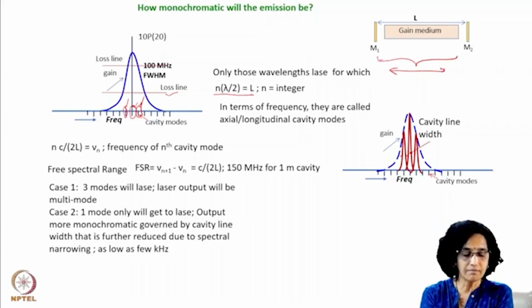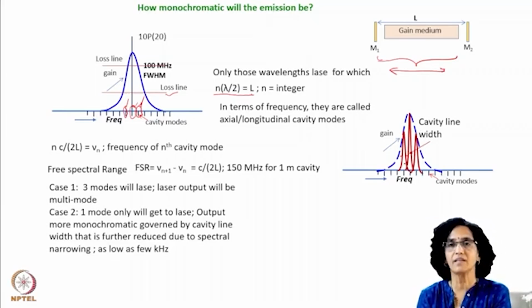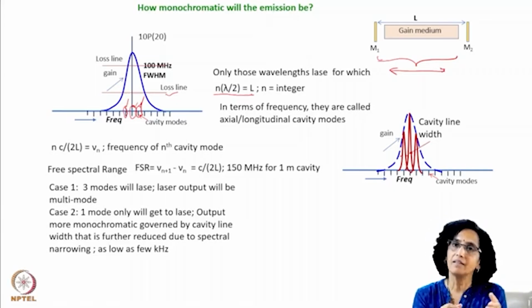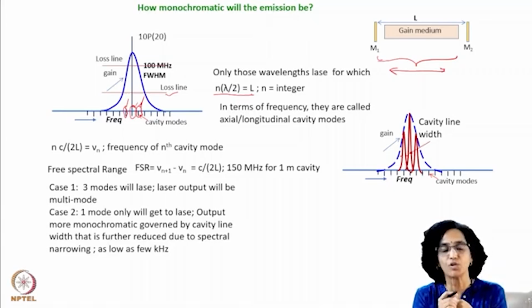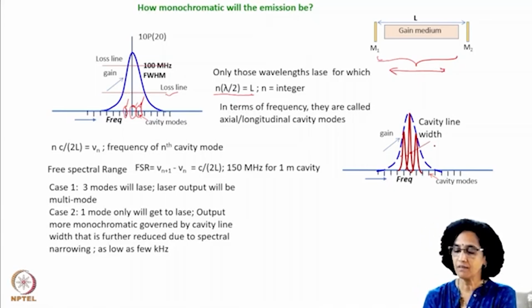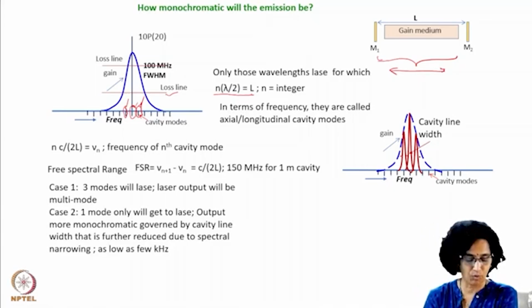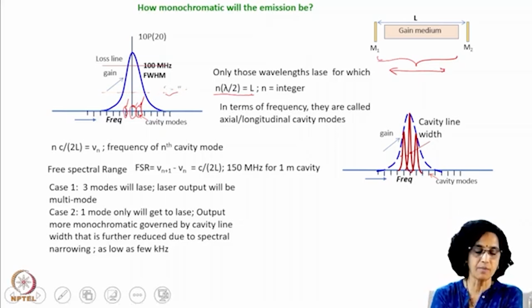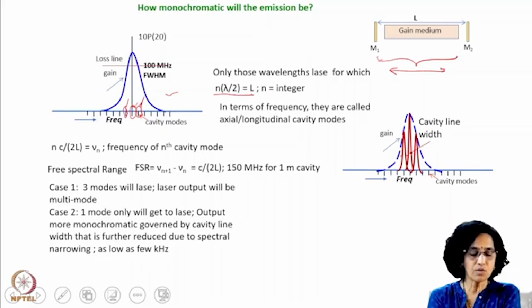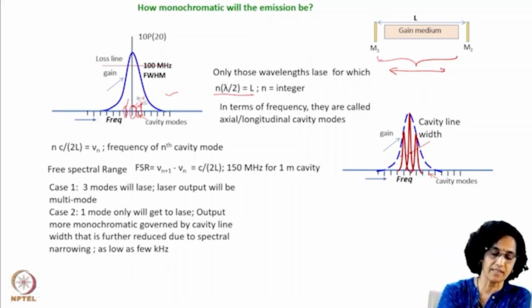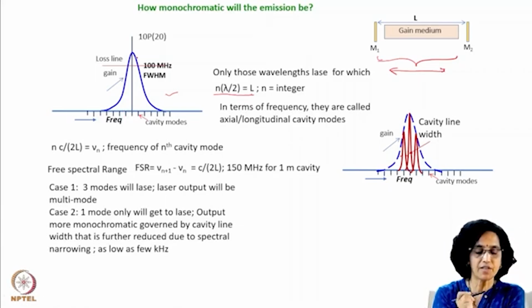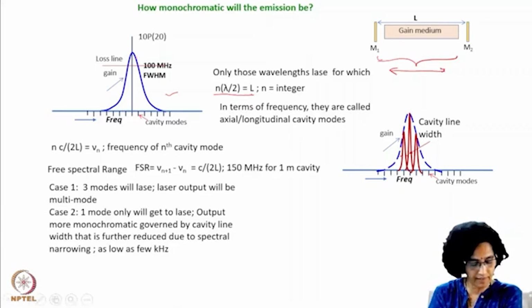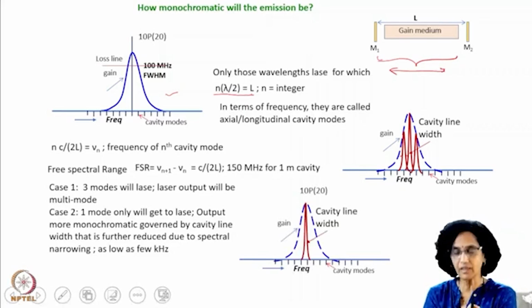And this multi-axial mode lasing is also aided by the fact that the broadening that we see here is a little inhomogeneously broad. So you have probably 3 modes lasing. Now, on the other hand, suppose our loss line is such that there is only one cavity mode which falls under the gain curve. As you can see here, if it is just one mode which falls under the gain curve, then in that case, you will have a single mode lasing.